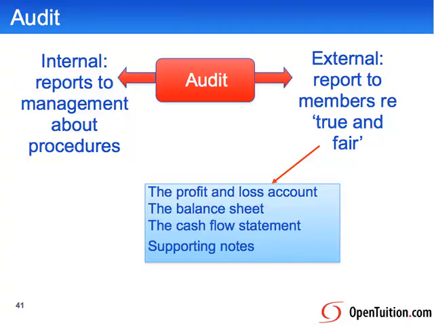Additionally, what the auditors do when they're examining the system of internal control of the company and what's happened during the year is they produce reports to management about their accounting procedures. So the auditors find, for example, that invoices are not being priced up properly, they will report this to management, and management can then take action to try to ensure that those errors do not occur again in the future.